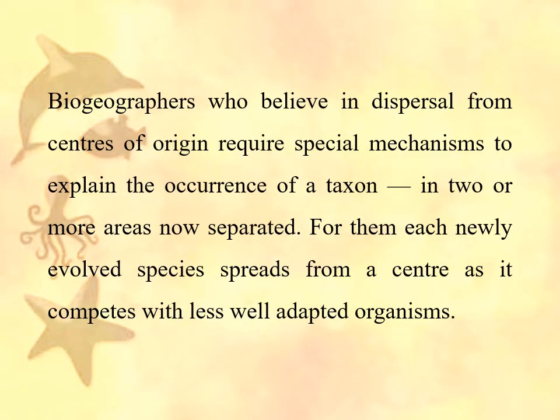Now, biogeographers who believe in this dispersal theory, that means center of origin theory, require some special mechanism to explain the occurrence of a taxon in two or more areas which are now separated from one another. For them, each newly evolved species spreads from a center as it competes with less and less well adapted organisms. So these biogeographers always believe that all the organisms first appeared in one place on the earth, and from there they were distributed. So this theory needs some special mechanisms by which these distributions can be explained.